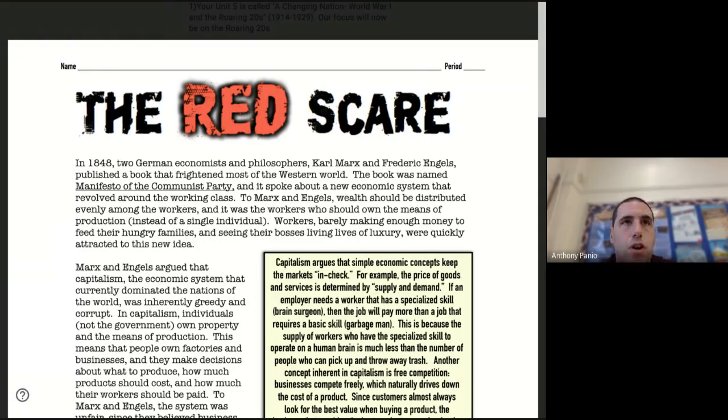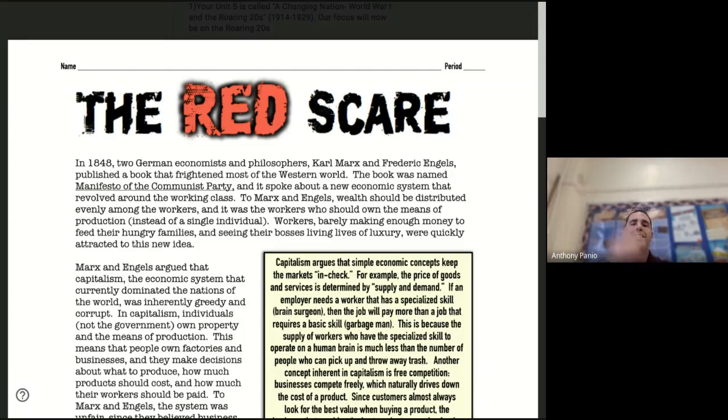So the working class are the people who are doing the majority of the work. What I mean is they're doing most of the jobs. So in a school, the teachers are the working class, and the principal is like the boss. Okay, so the working class are the ones that are doing the most grunt work, I guess you could say. To Marx and Engels, wealth should be distributed evenly among the workers, and it was the workers who should own the means of production instead of a single individual.